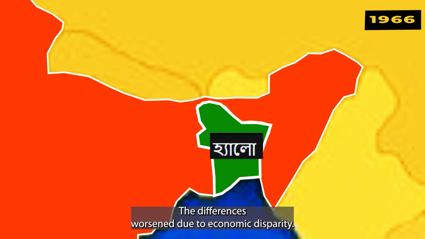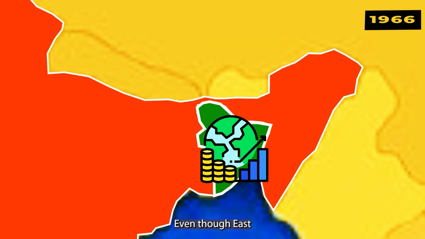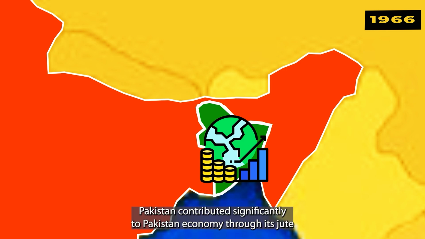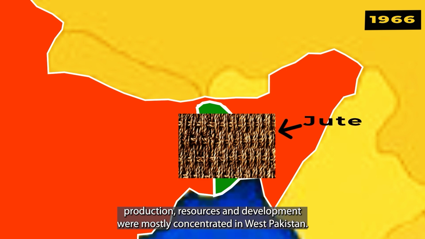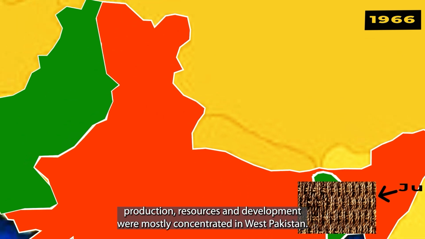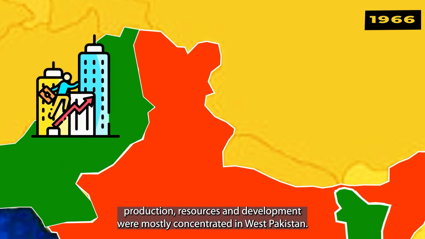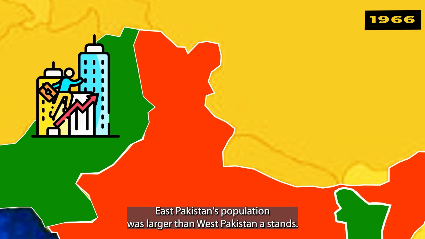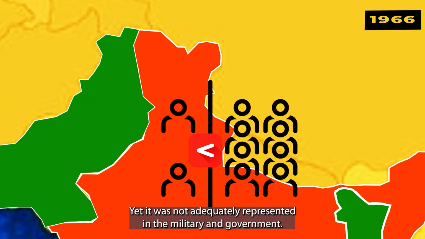The differences worsened due to economic disparity. Even though East Pakistan contributed significantly to Pakistan's economy through its jute production, resources and development were mostly concentrated in West Pakistan. East Pakistan's population was larger than West Pakistan's, yet it was not adequately represented in the military and government.